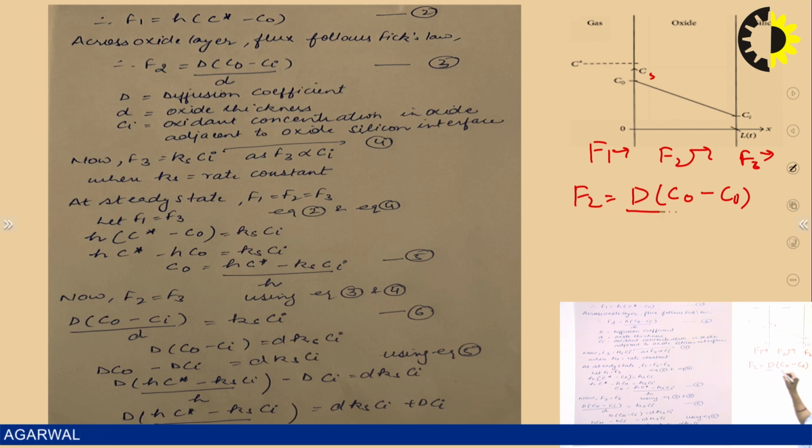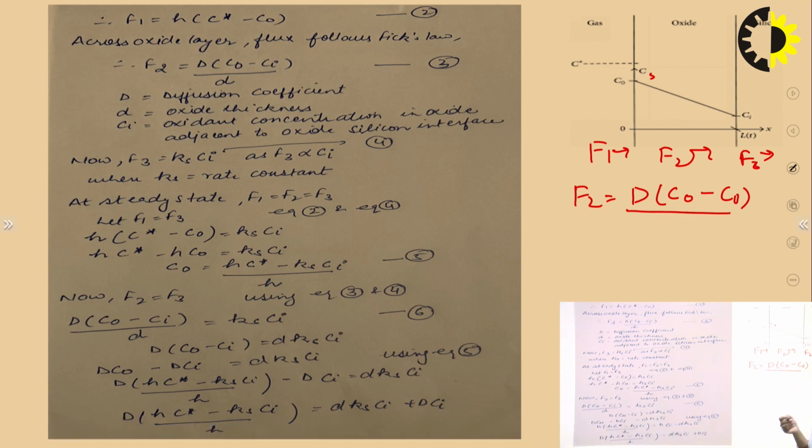So this D is your diffusion, some kind of diffusion is there as the oxide layer is formed. So diffusion of oxygen particles is happening inside your silicon. So this is denoted by D, and small d is basically the oxide thickness. So for F2 we have this particular expression: F2 is equal to D (C0 minus Ci) upon d. So I have mentioned this here, right? D is your diffusion constant, d is the oxide thickness, Ci is your oxidant concentration.